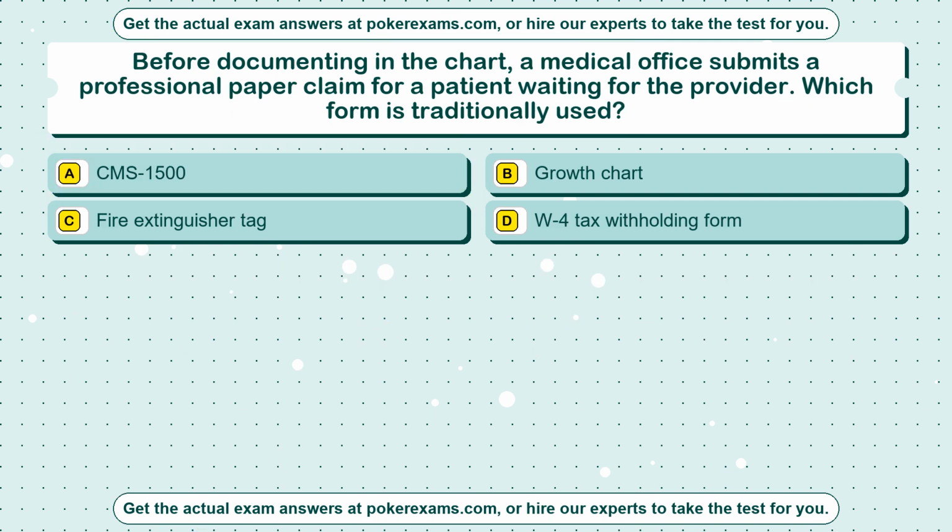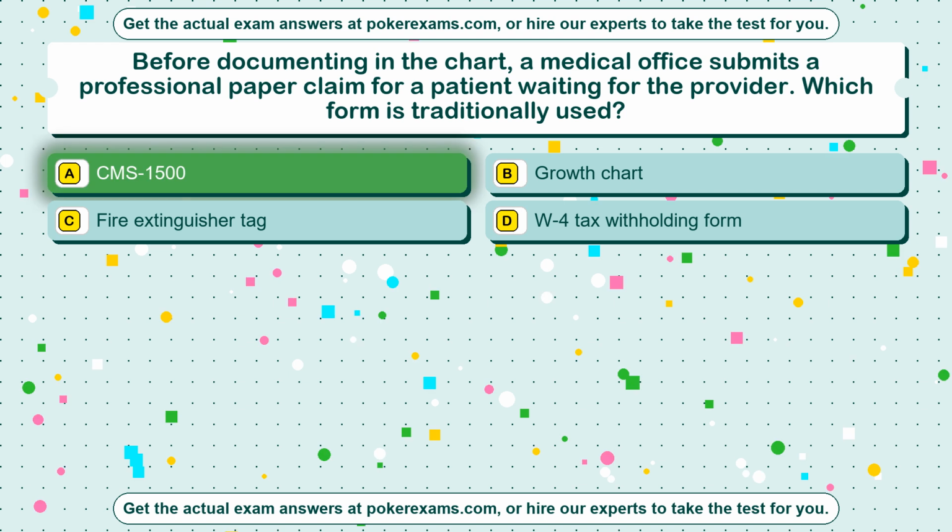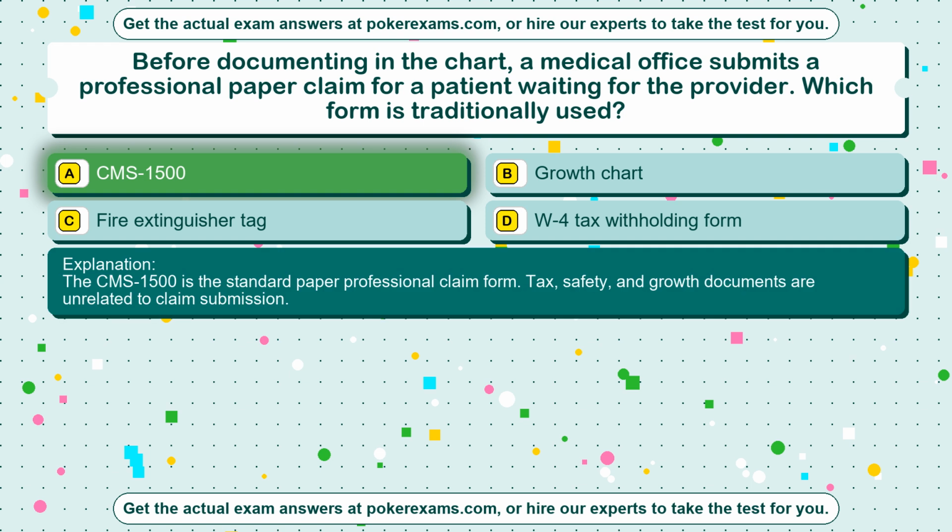Question 69. Before documenting in the chart, a medical office submits a professional paper claim for a patient waiting for the provider. Which form is traditionally used? Option A, CMS 1500. Option B, growth chart. Option C, fire extinguisher tag. Option D, W-4 tax withholding form. The correct answer is option A, CMS 1500. The CMS 1500 is the standard paper professional claim form.